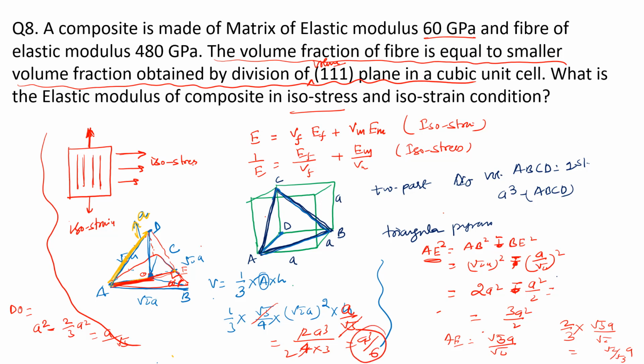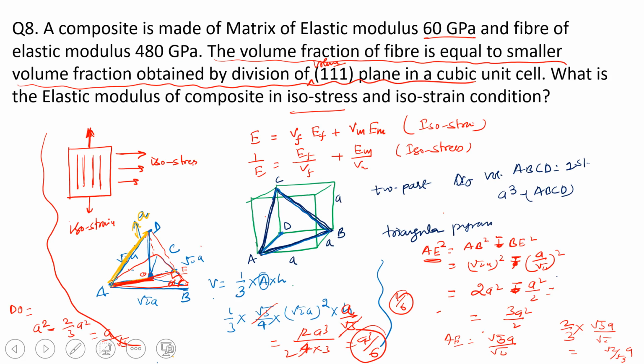So that means the volume of this is equal to a cube by 6, and a cube is the complete volume. So what will be the ratio? It is basically 1 by 6. So the volume of this ABCD is equal to 1 by 6 times this a cube. So the volume fraction of fiber will also be equal to 1 by 6, right?